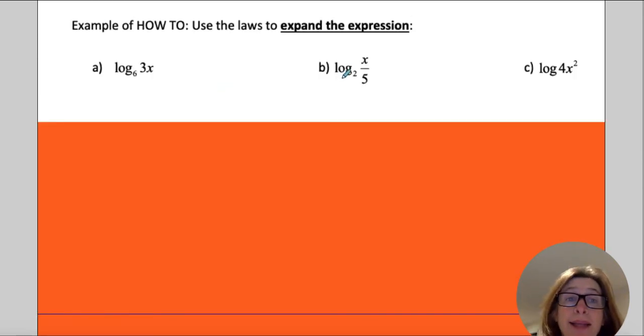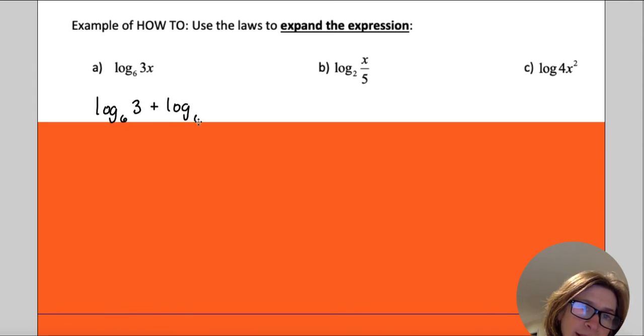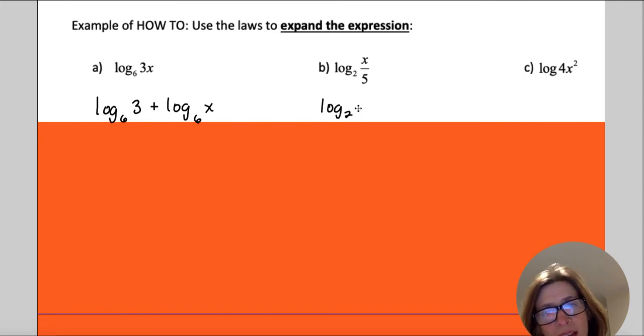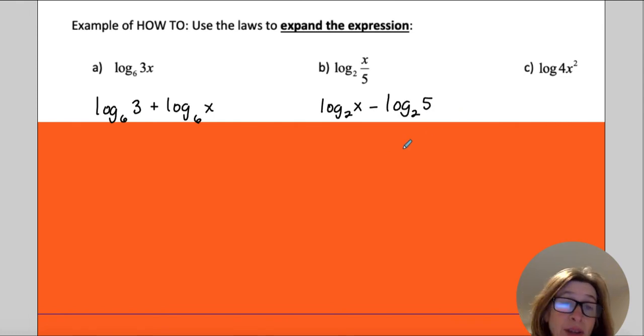All right, so here's what I mean. Let's try and expand. Just an example of how to expand. I see that I've got 3 times x. So multiplication, we expand using addition. So I would rewrite this as log base 6 of 3 plus log base 6 of x. All right? Division, I expand with subtraction. So log base 2 of x minus log base 2 of 5. If you can evaluate any of those, you do. If you can't, you leave it alone.